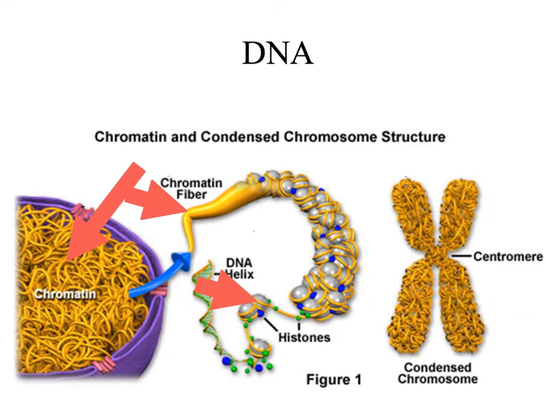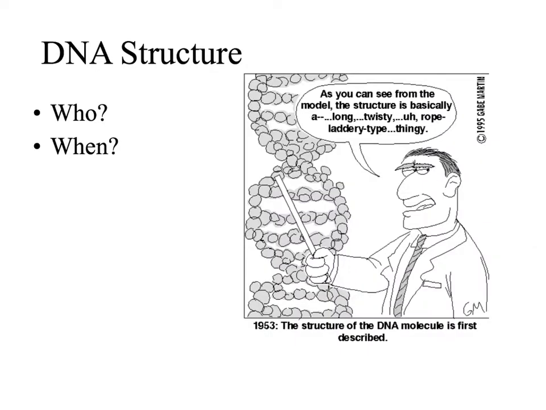When cells are ready to divide or reproduce through mitosis, the DNA gets coiled up even tighter so that it is easier to move around.